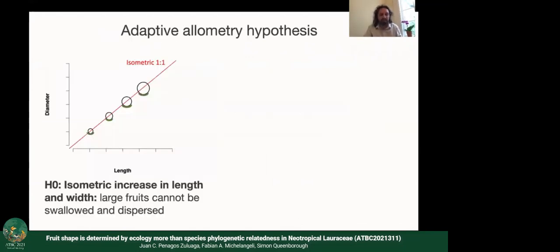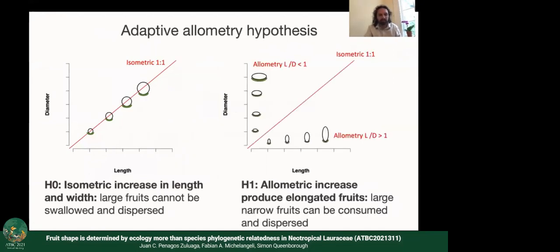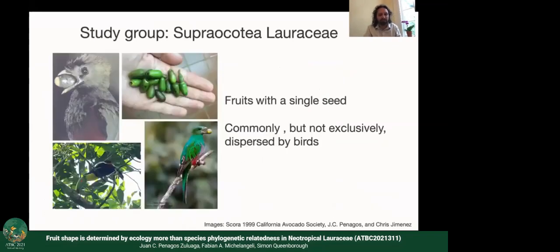That takes us to the adaptive allometry hypothesis. On one hand, fruit can have isometric increments in size, producing large fruits that are harder to ingest. Or alternatively, fruit have allometric increments in size, with changes more equally proportional, producing elongated fruits that are easy to be swallowed. To test this hypothesis, we worked with the species of the Sprucea clade of Lauraceae.